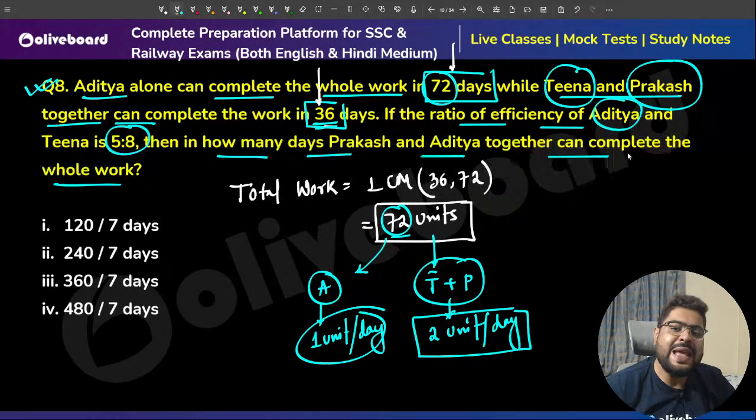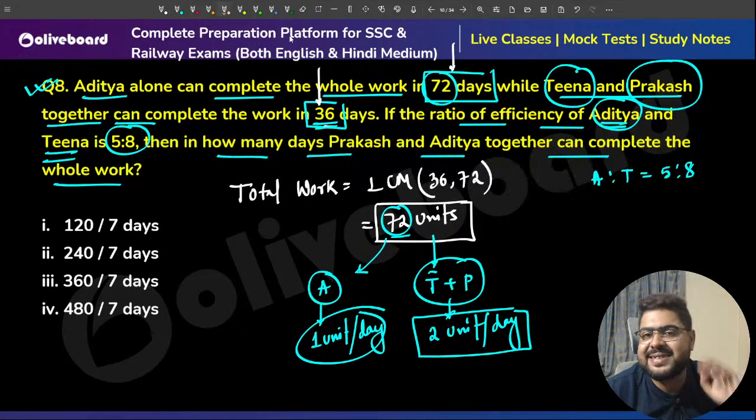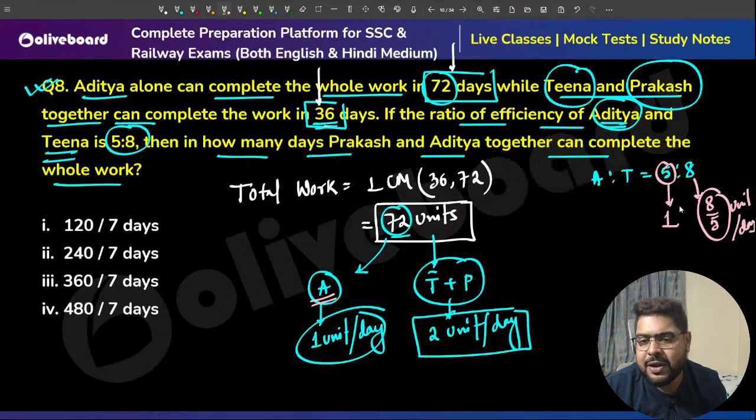Again, sir, efficiency of Aditya and Tina is given. Aditya ratio Tina is 5 ratio 8. I know the value of Aditya is 1 unit a day. So that means 5 units is equal to 1. Sir, 8 units will be what, sir? Can I say 8 by 5 units? 8 by 5 units a day, sir. Because 5 to 1 means division by 5.